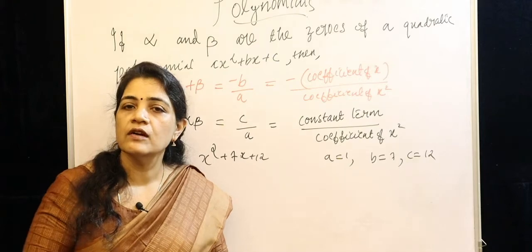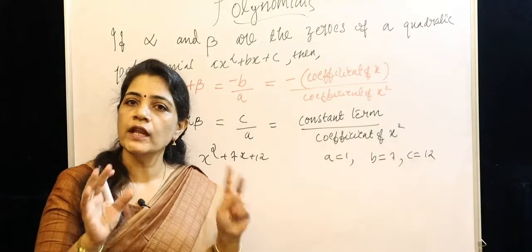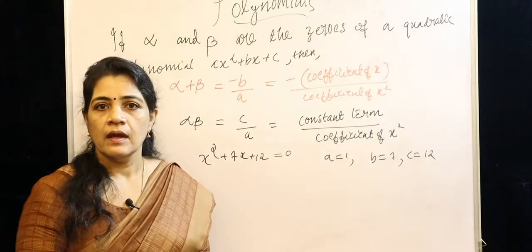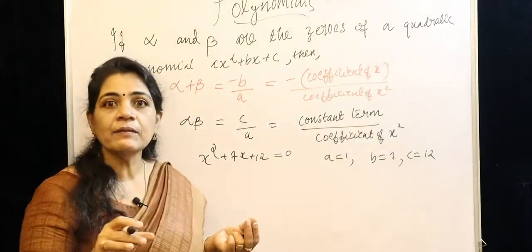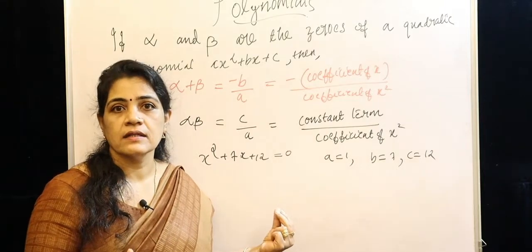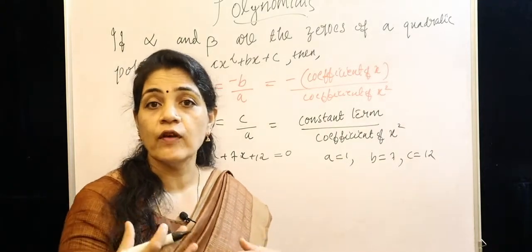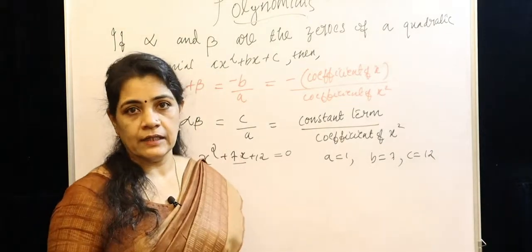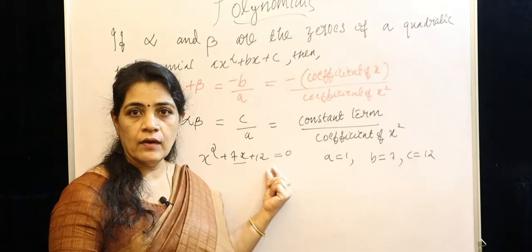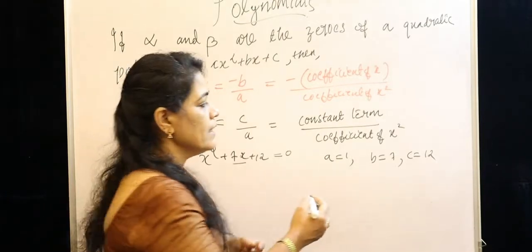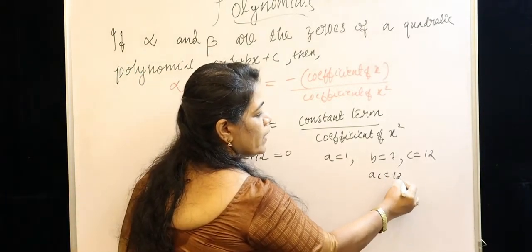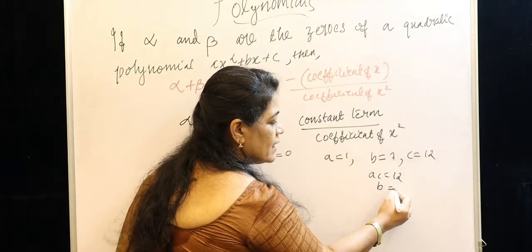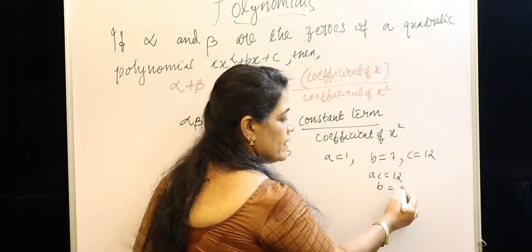Let p of x be equal to 0; equate the given polynomial to 0. Understood? By splitting the middle term, I am going to get its factors, so that you can easily write alpha and beta. The 7x is the middle term. Since the product ac is equal to 12, by splitting the middle term, the sum should be b, that is equal to 7.